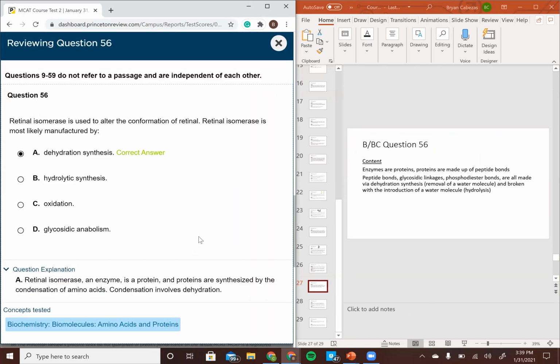All right, so here we have a freestanding question. It says retinol isomerase is used to alter the conformation of retinol. Okay, cool, nice little fact. Retinol isomerase is most likely manufactured by... wait, is that enough information? What do we know about retinol isomerase? It's asking us how it is manufactured. Well, if you see this suffix, ase, it means that it's an enzyme. And most enzymes are proteins. There are ribozymes, but if they don't specify that it's a ribozyme, then you have a protein structure.